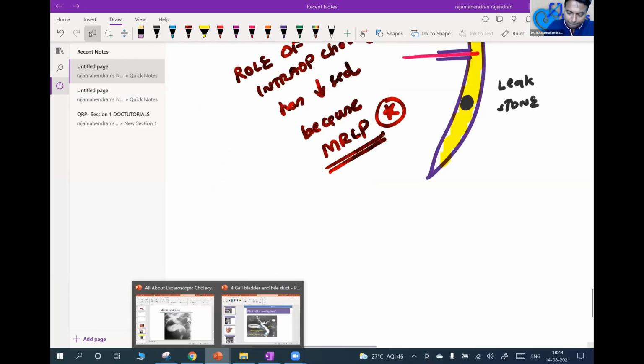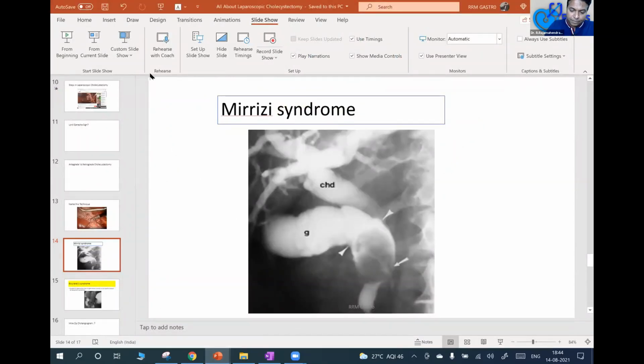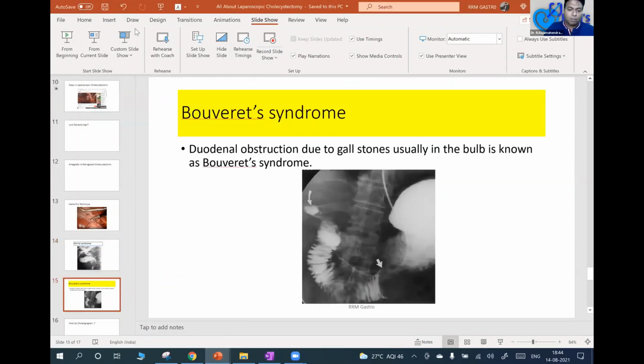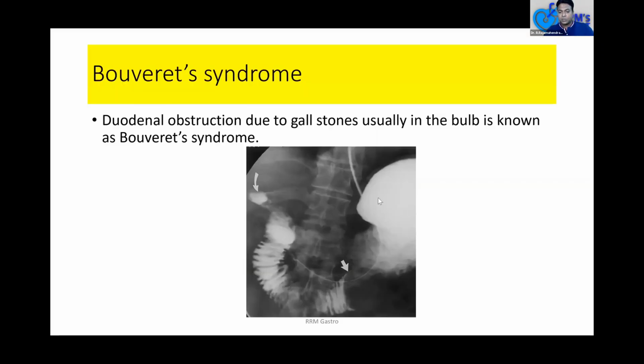So now, Mirizzi syndrome, please don't forget. These are some other complications we will be facing during surgery. So this is another complication. Sometimes what happens, the stone from the gallbladder will enter the duodenum because of a fistula. Can you see this is the stone? Directly from the gallbladder, it has entered into the duodenum. That is known as Bouveret syndrome.